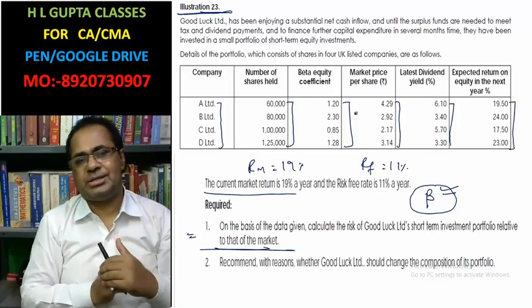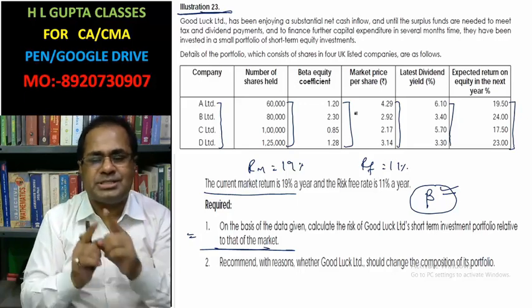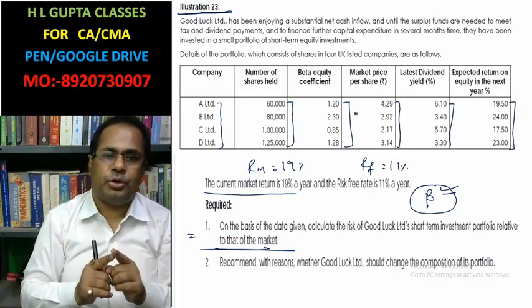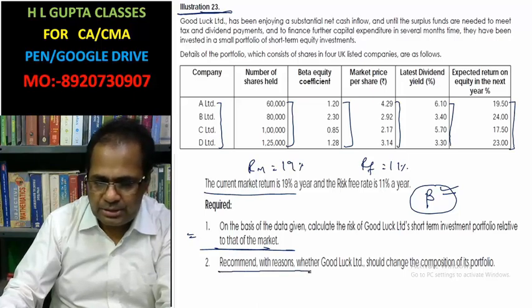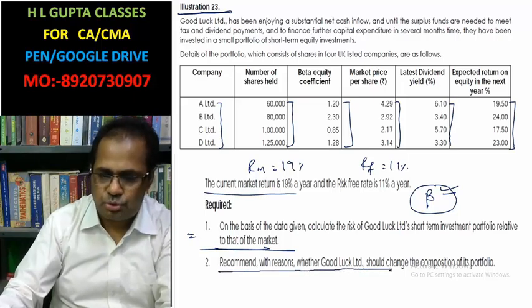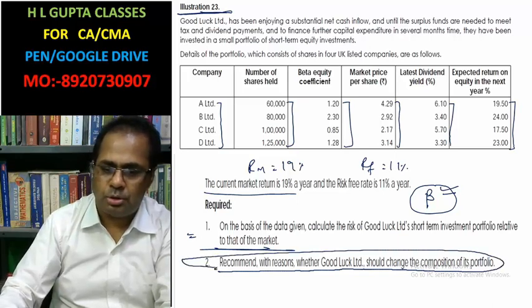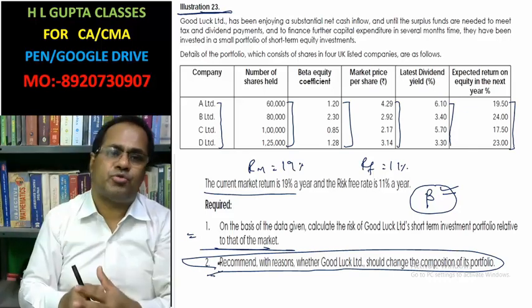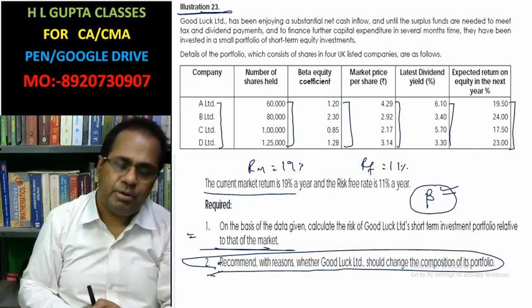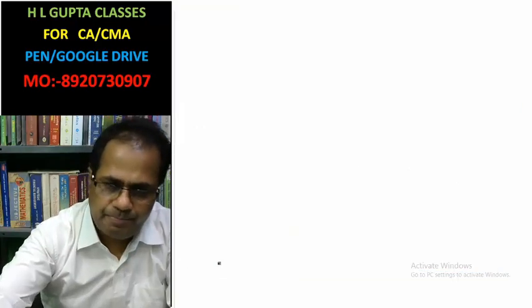If there is any deviation, in that case you must change your portfolio, and that is what it says here: recommend with reasons whether Good Look Limited should change the composition of the portfolio or not. On the basis of that, you have to decide whether you should change the portfolio or not. Let's do this question.